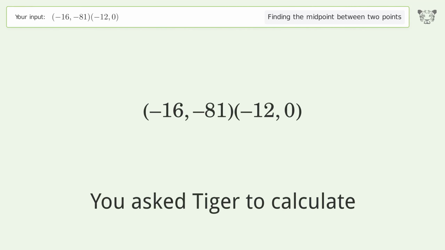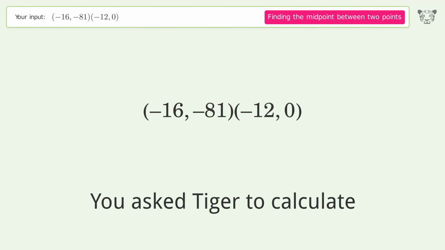You ask Tiger to calculate. This deals with finding the midpoint between 2 points. The midpoint between the 2 points is -14, -40.5. Let's solve it step by step. Plot the 2 points and calculate the midpoint using the formula.